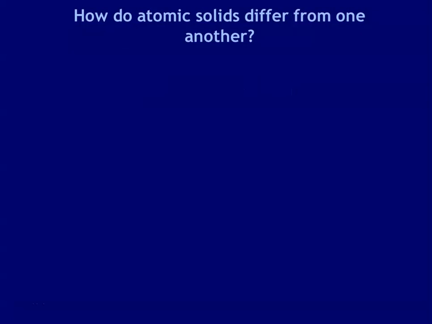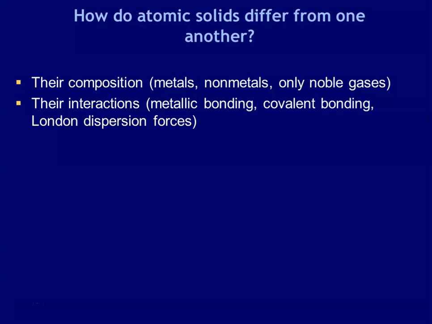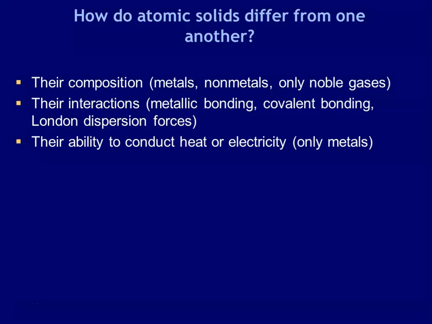And then the last question I believe I ask you is, how do atomic solids differ from one another? They can differ in terms of their composition, what's making them up. They can differ in terms of the types of intermolecular forces or types of interactions in general that are holding them together. Whether or not they can conduct heat or electricity. We only see this with the metals.